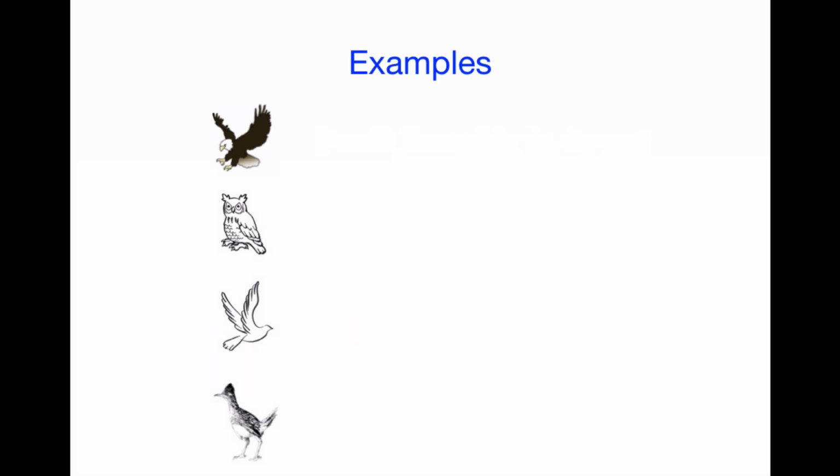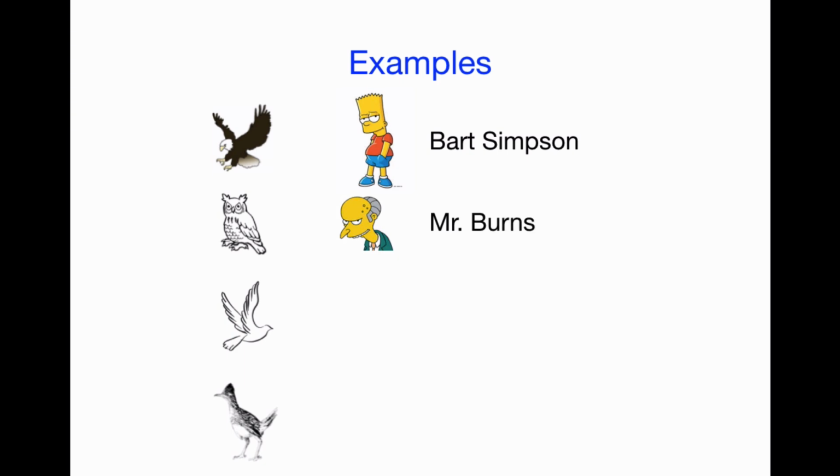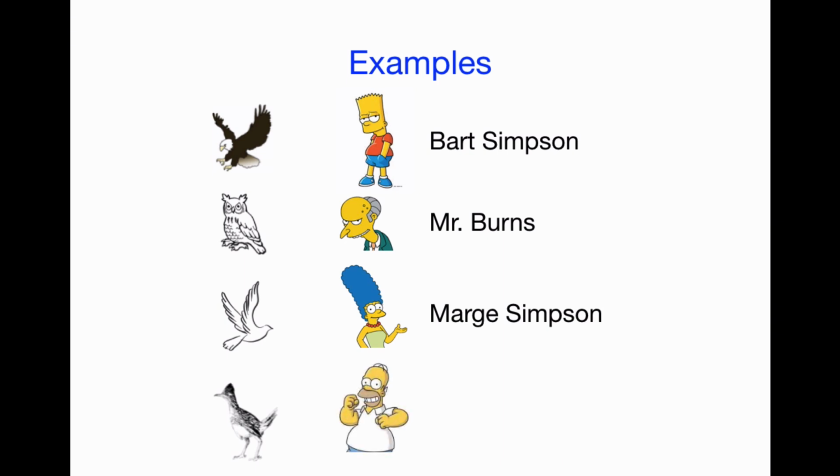Another way of looking at this is using the TV show The Simpsons. The eagle on The Simpsons would have been Bart Simpson. Not caring that much about feelings, but always having these plans that he's making. An owl would be Mr. Burns, always plotting. The dove, nobody else but Marge Simpson, of course, just wanting to make sure the family's taken care of and people are happy. And the roadrunner, someone who's just impulsive, goes with their feelings. That's right, Homer Simpson.